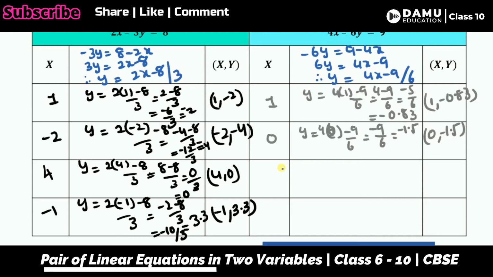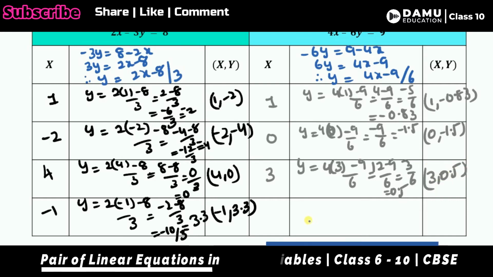Let's take the value as 2. Then minus 1 by 6 we will get. Then 3, 12. What answer will we get? So 3 we will get, then y will be equal to 4 into 3, 12 minus 9 by 6. So 12 minus 9 will be equal to 3 by 6. So 3 by 6 is 0.5. So we will get (3, 0.5).